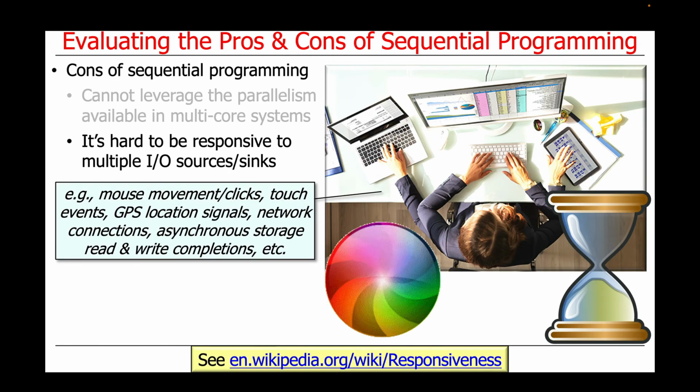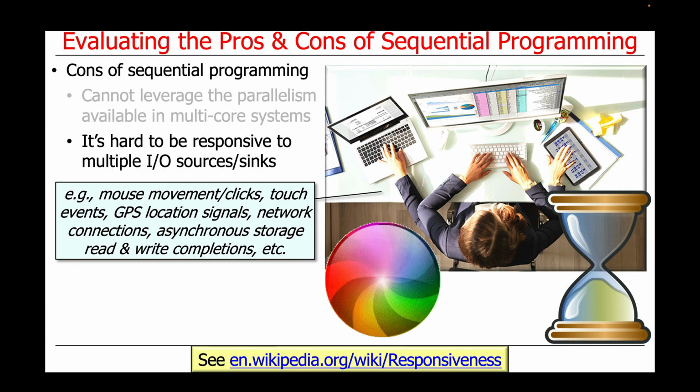Another con of sequential programming is it can often be hard to program a sequential program to be responsive to multiple sources and sinks of input and output. Examples of such sources and sinks would be mouse movements, mouse clicks, touch events, GPS location signals, network connections, asynchronous reads and writes that may occur in a file system, be it a disk or some other media like a flash drive and so on.